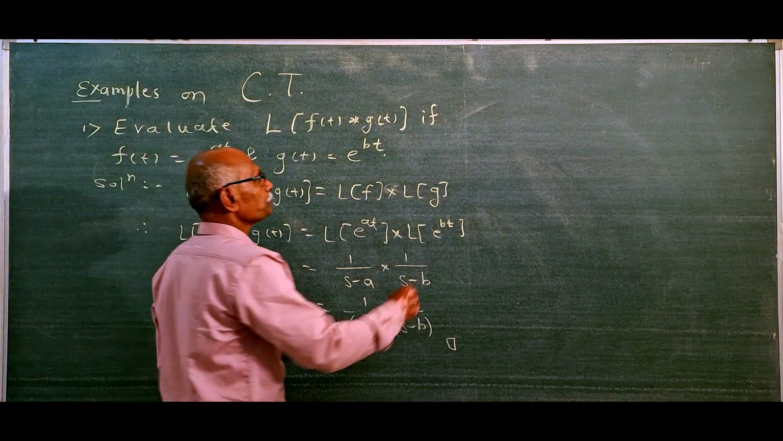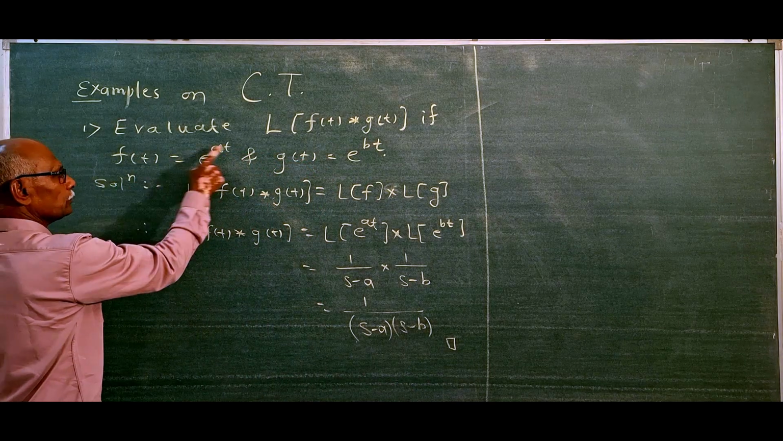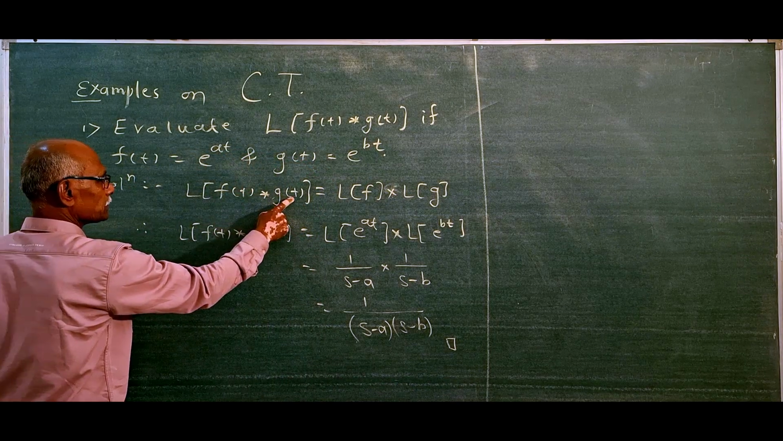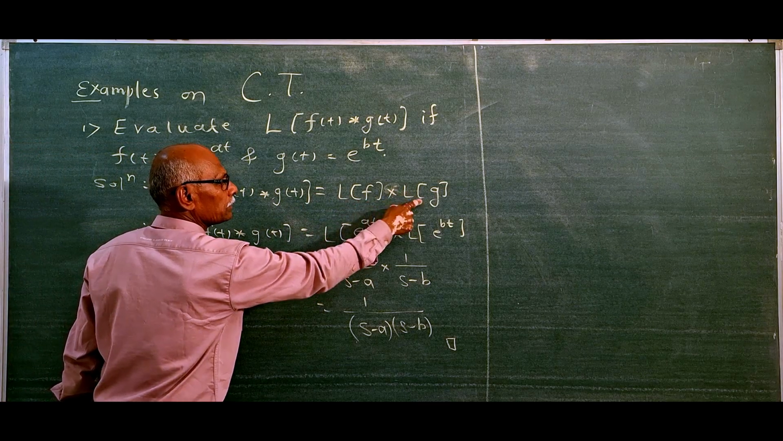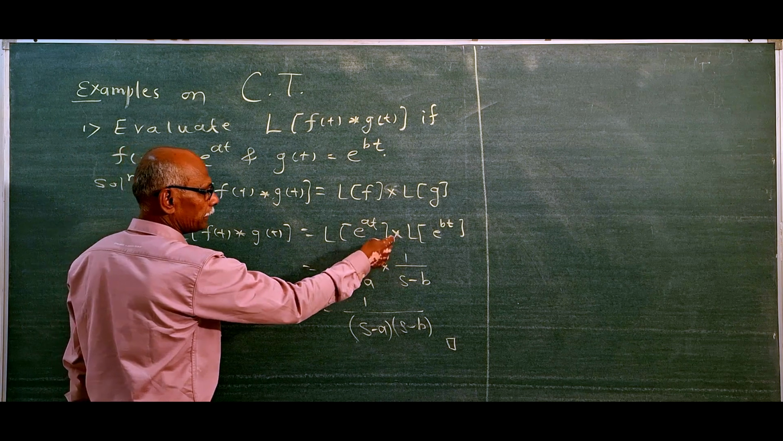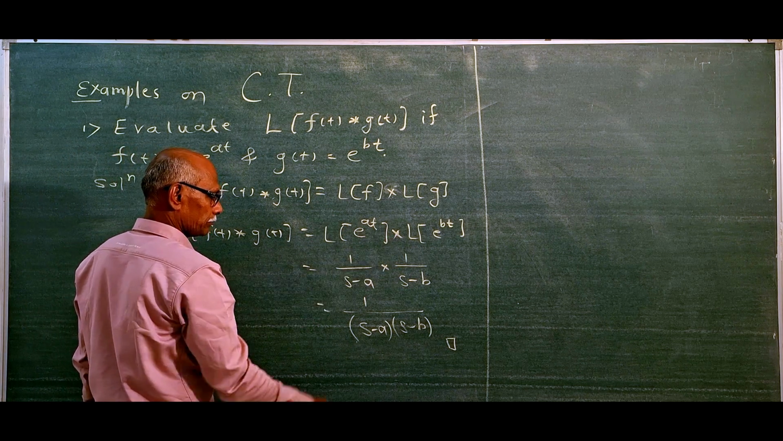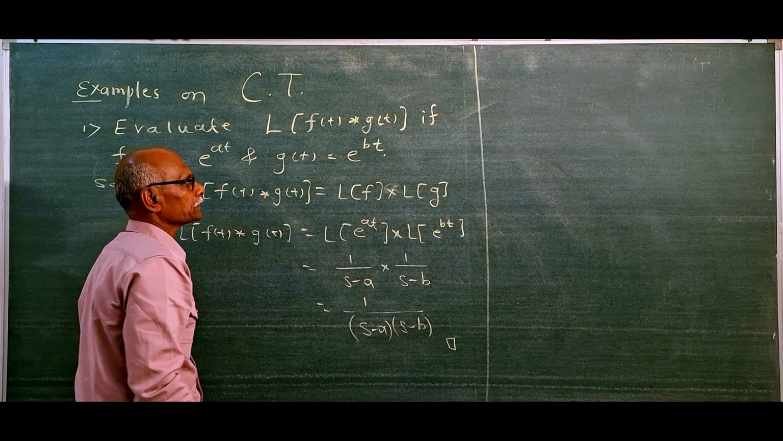Second question. What is the discussion? Discussion is that you are given two functions. The Laplace of the convolution is nothing but the product of their separate Laplace transforms, and therefore the star convolution is written in terms of multiplication, of the separate Laplace transforms, and then we can simplify this and get the answer.